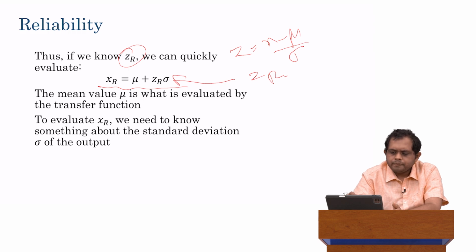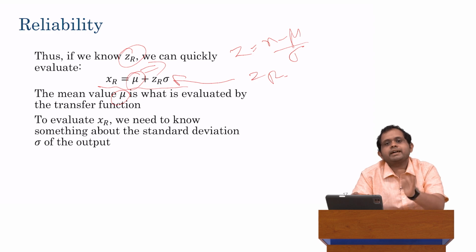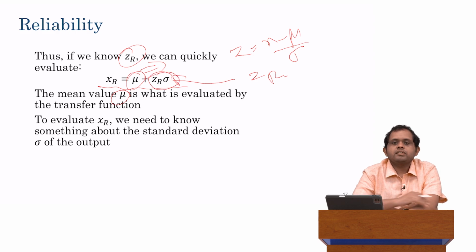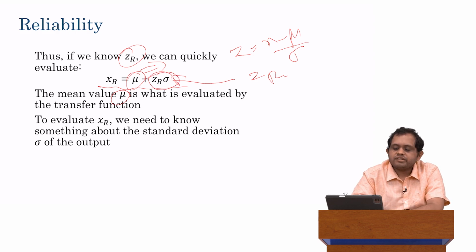This is pretty straightforward. The mean value, this mu, is the 50% reliability. This is what our transfer function is evaluating. That means this is what we are going to get out of our mechanistic empirical design process if we don't consider reliability. If we consider reliability, we have to add this additional term, Z_R times sigma. I already said Z_R we can get assuming it's a normal distribution, which is a good assumption for the distresses.